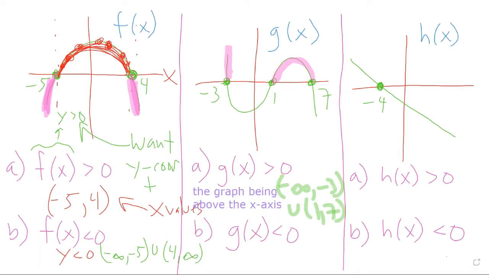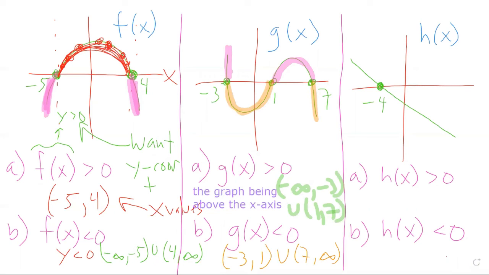And what about the rest of this? For part B down here, we want g to be less than 0. So the graph is below the x-axis, and it's below the x-axis here and there in orange. And so that would be from -3 to 1, union 7 to infinity.